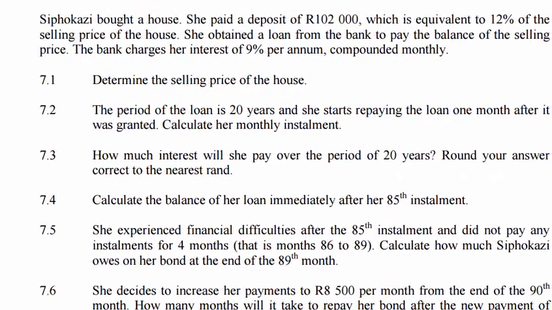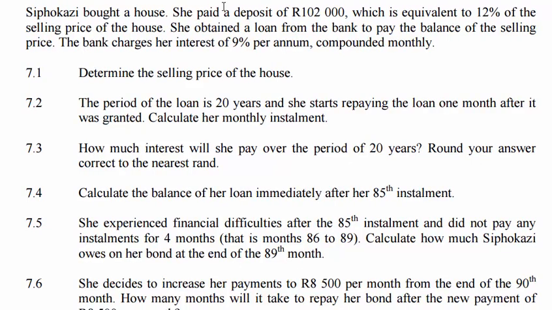Sipukazi bought a house. She paid a deposit of 102,000, which is equivalent to 12% of the selling price of the house. She obtained a loan from the bank to pay the balance of the selling price. The bank charges her an interest of 9% per annum compounded monthly. Determine the selling price. Okay, we'll maybe do this one as an example.